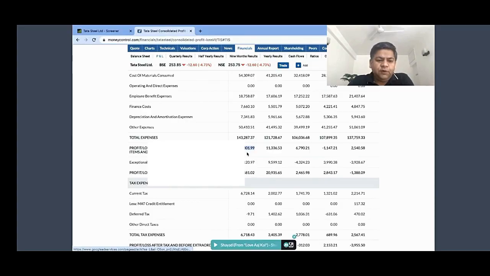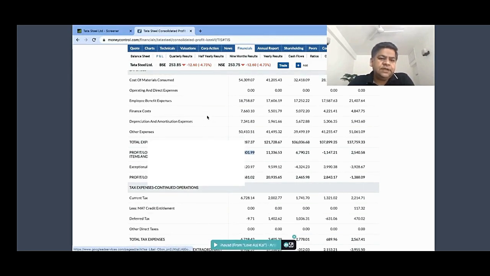This is something very important to understand, that in a company like this they have given a very big number for other expenses. So obviously when you are going into detail you have to understand the other expenses as well. Then total expenses they have given. In the profit and loss statement, since interest cost and financing cost they have already included, this is something called profit before tax.